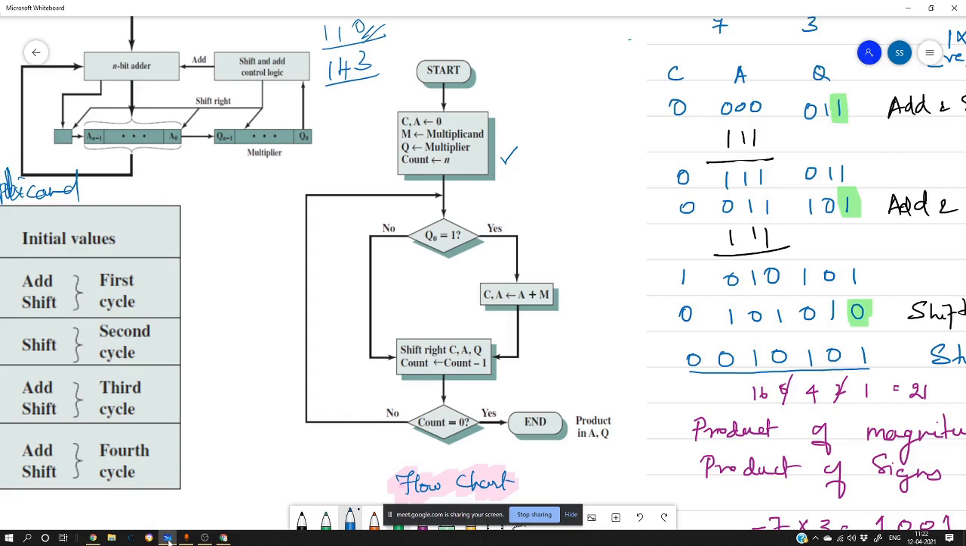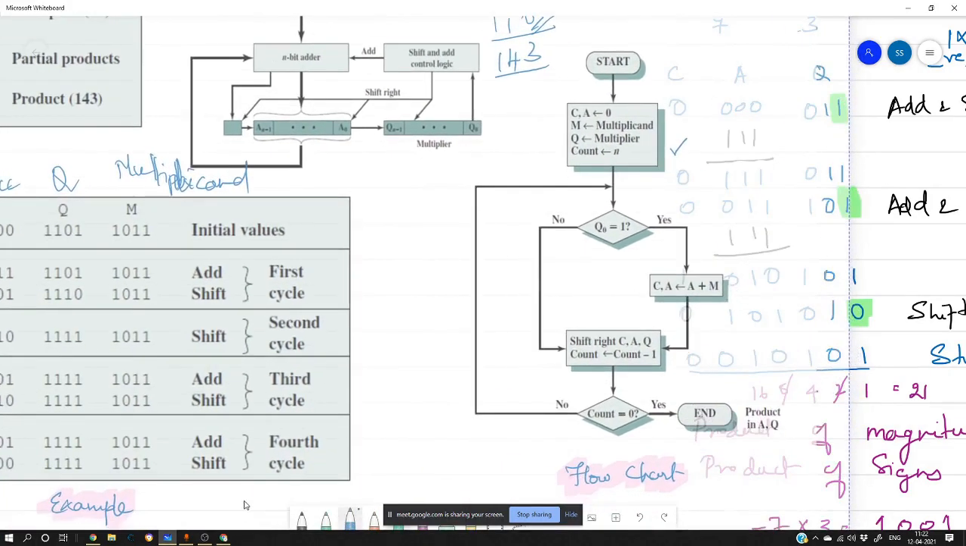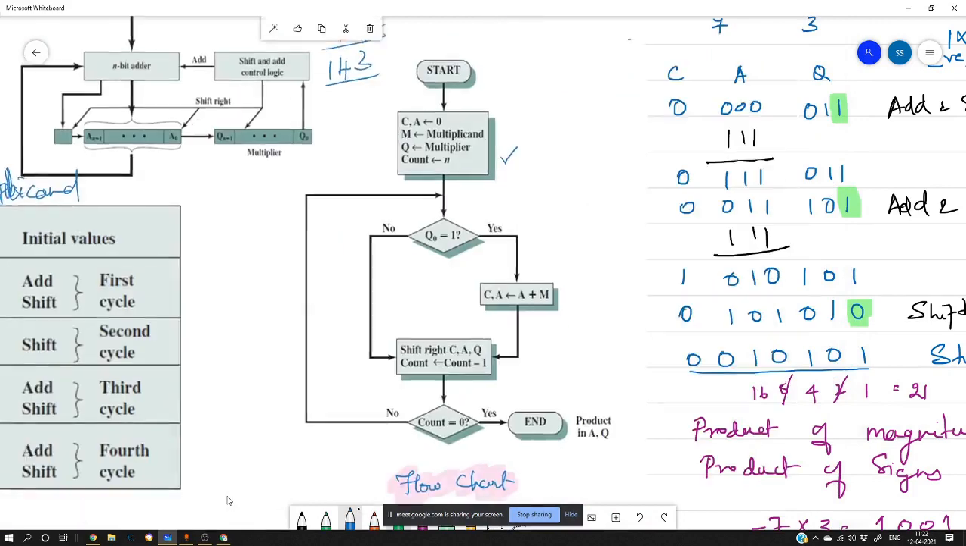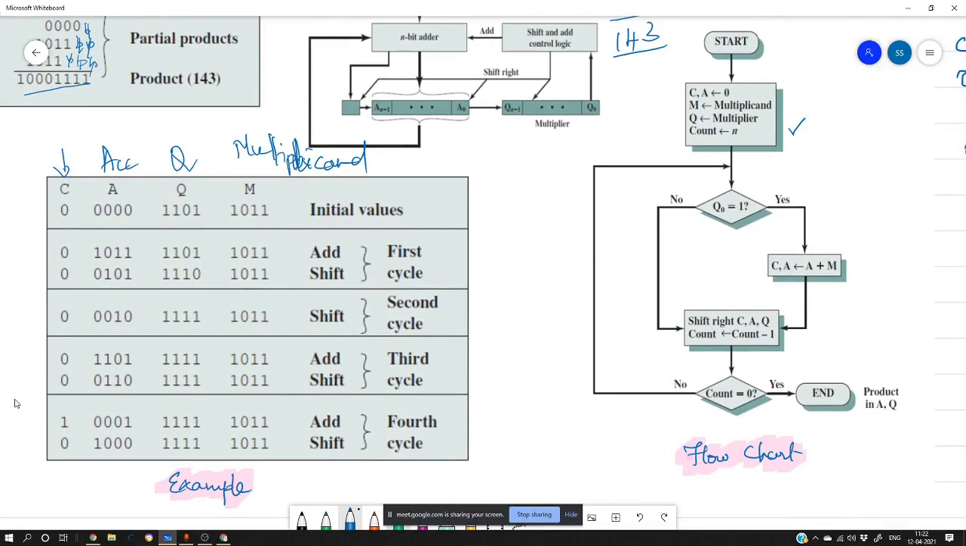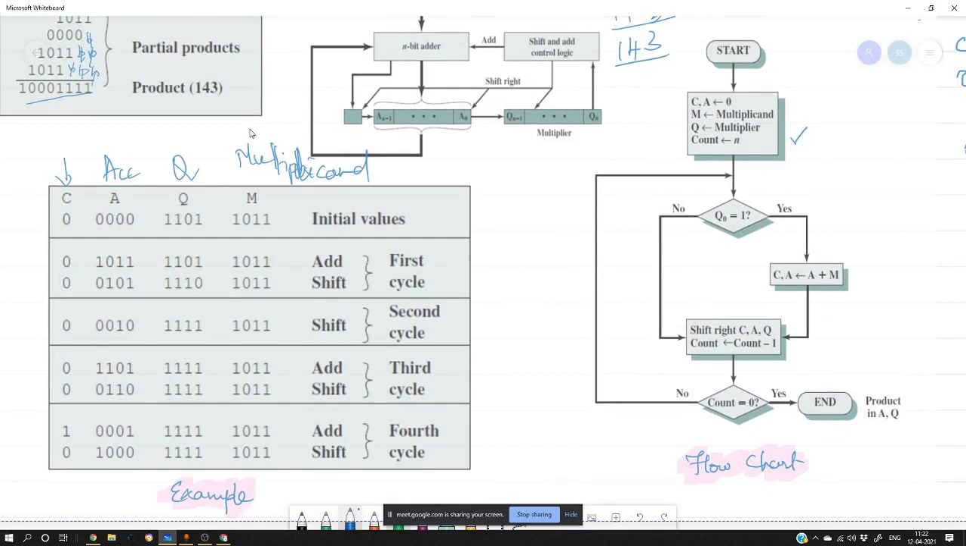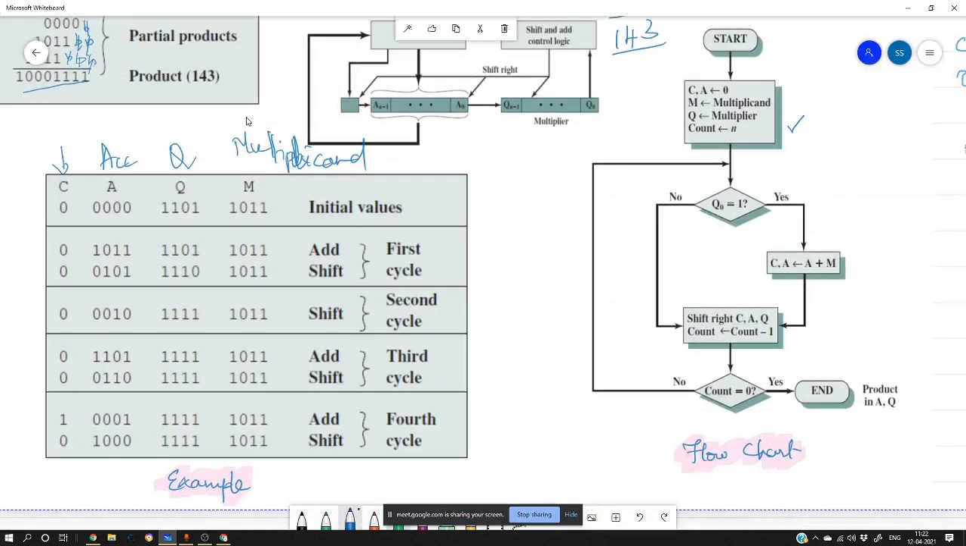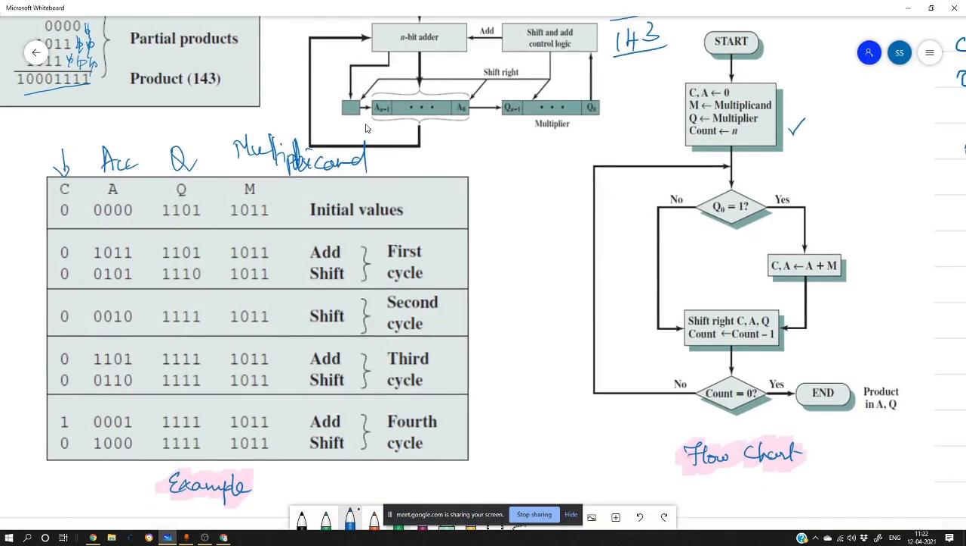So what we do here is we check for the value in Q0. So Q0 is what? You can just see this. See here, we have taken the same example which we have taken here in this box. We have 11 and 13. So this is 11, this is 11 and this is 13.